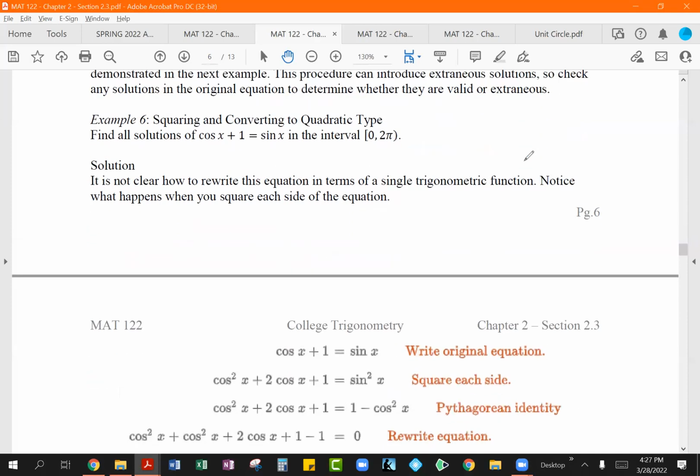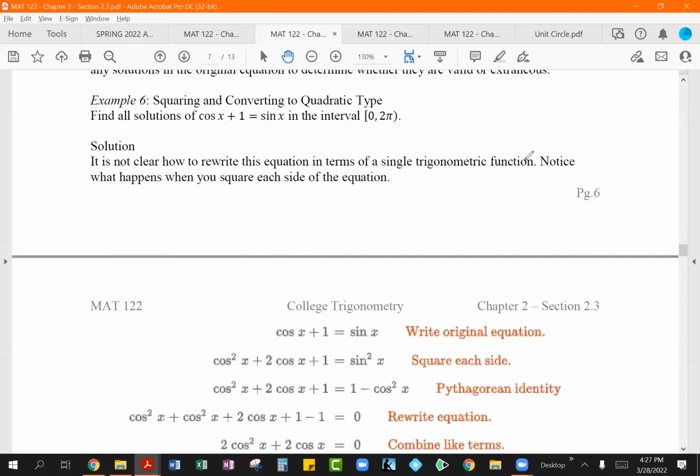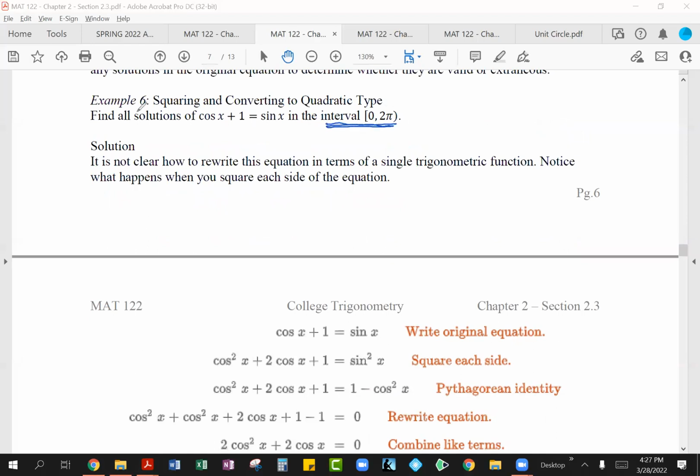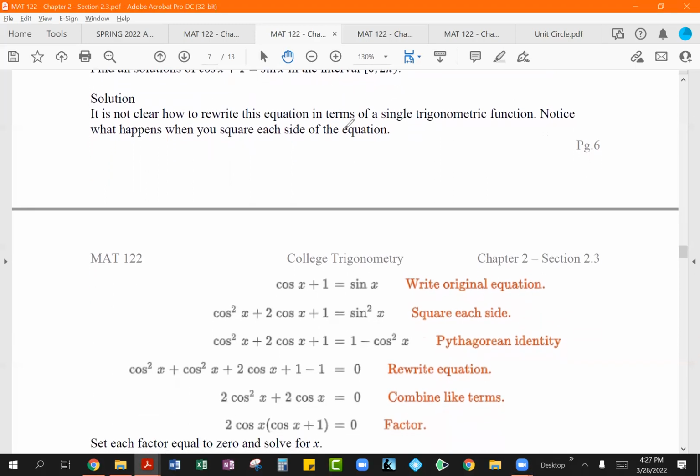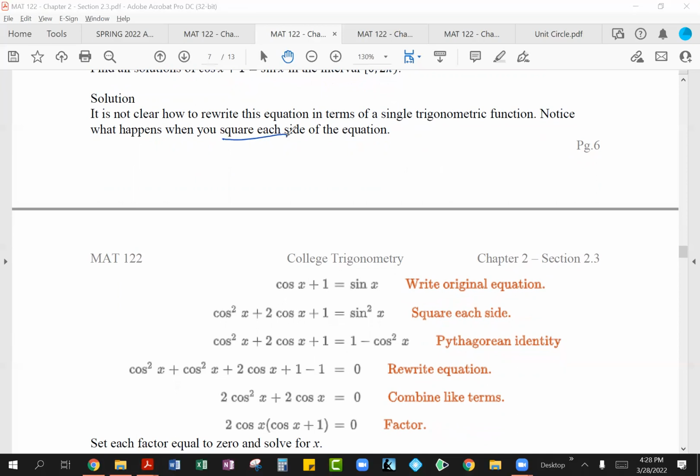So if you look at this example over here, you've got cosine of x plus 1 equals sine of x. And this one, they're specifically asking us to find the solution in this interval. So they're not asking you for a general solution. They want us to stay in this interval here. So remember that. So in this case, there is not going to be any identity that we will be able to use to write this entire equation either as sine or cosine, because we don't really want to have both sine and cosine in the equation. So this is the reason why we actually have to go ahead and square each side of the equation.